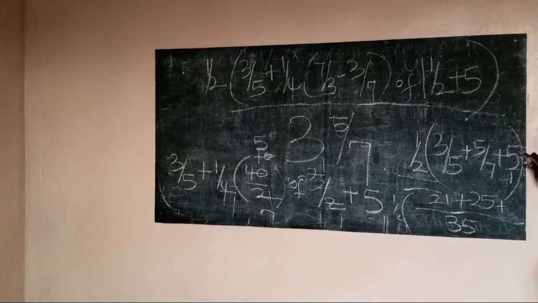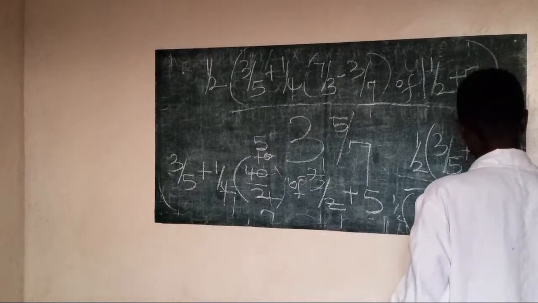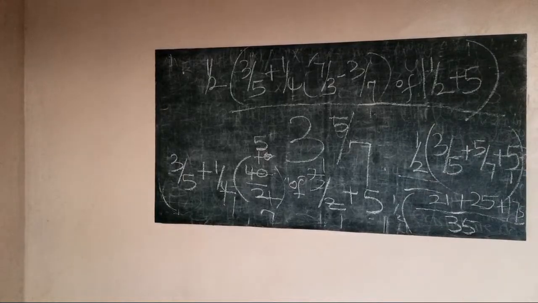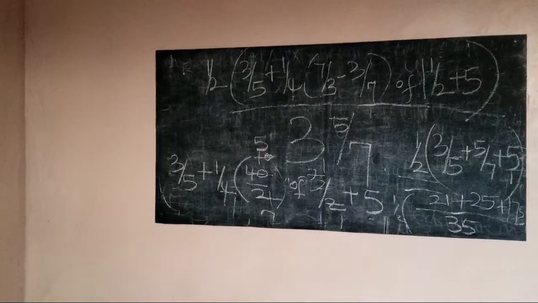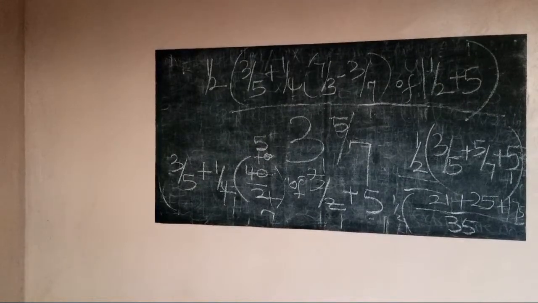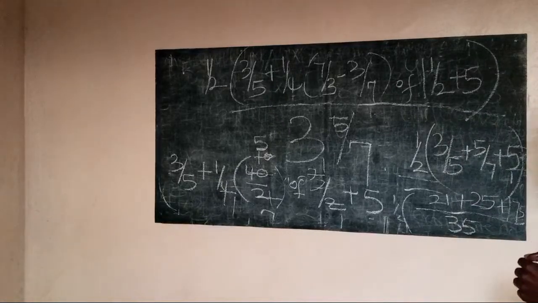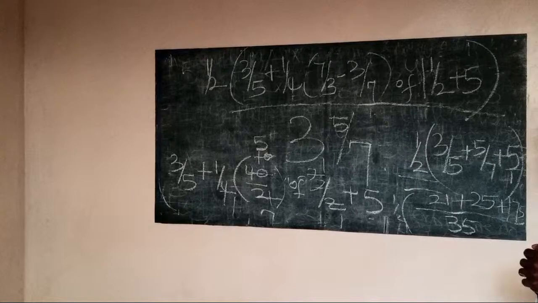Put in your calculator. 175. 175. Do 21 plus 25 plus 175. Then it will give the answer. 221. 221 divided by 35 times a half. Give me the answer. 21 plus 25 plus 175 divided by 35, then times a half. And if you are lost, tell me, please.